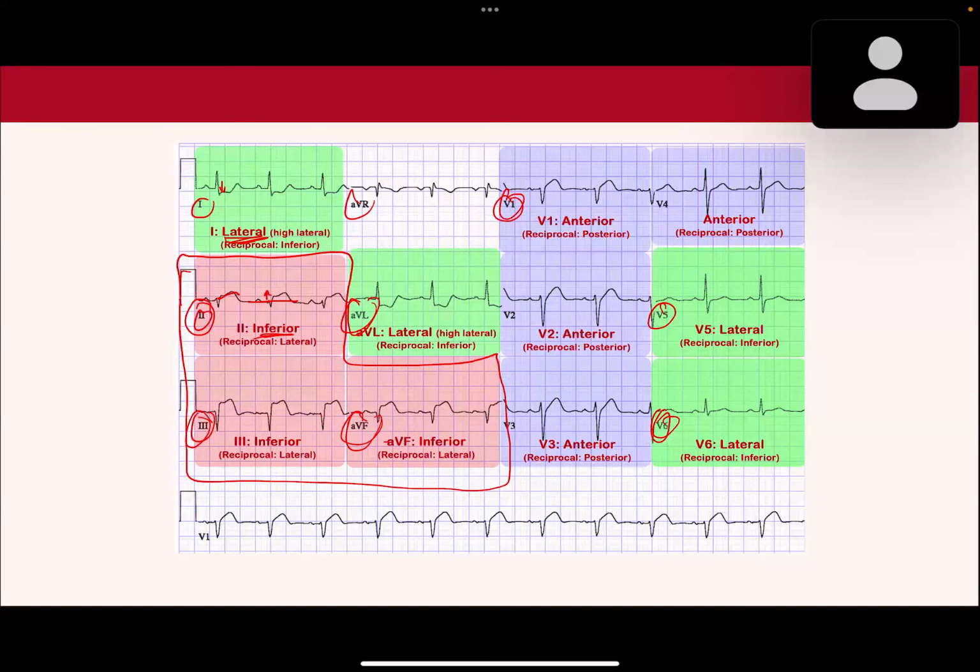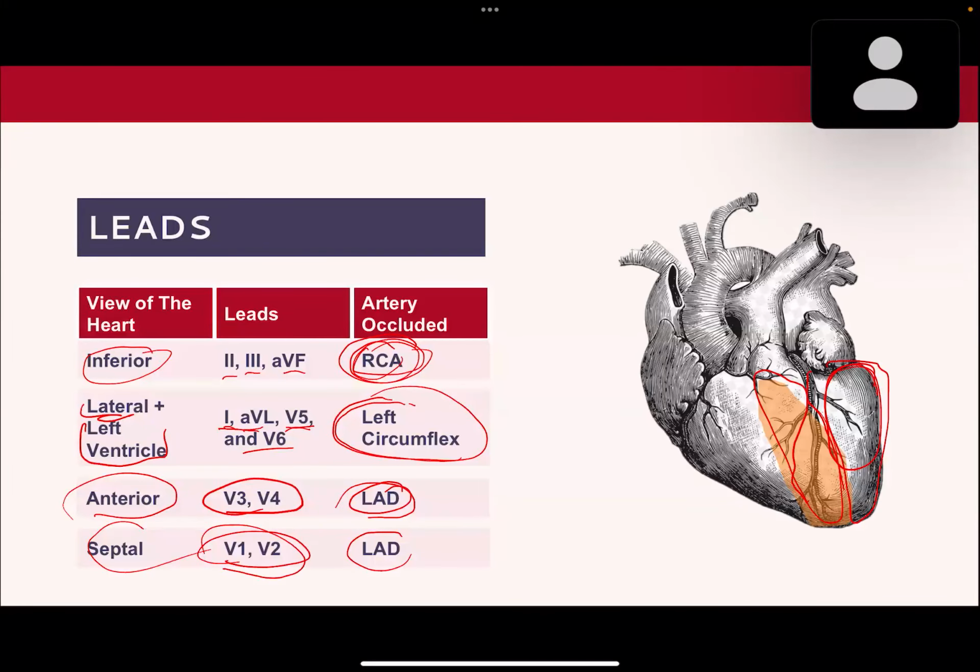I'll draw you guys the PQRST waves so you can better demarcate which wave is what. You're definitely right. So if it's the inferior part of the heart that's affected, which artery do you think is occluded? Left coronary artery? Not really, no. It's the right coronary artery.